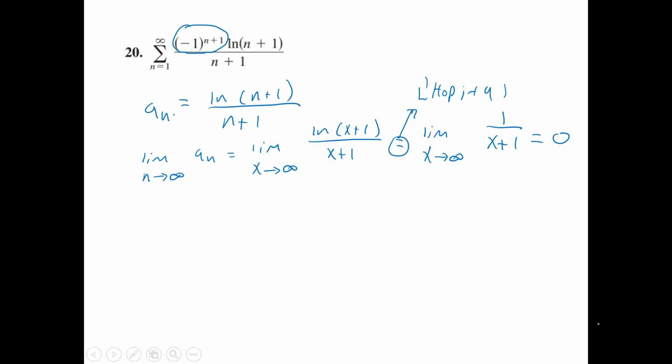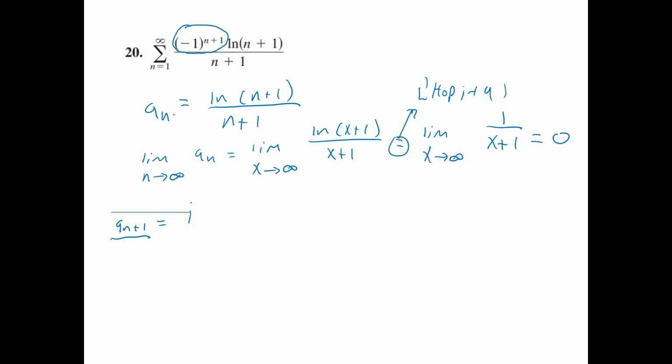Okay, so we need to show that it is decreasing. And so then what we're going to do in this case, you could use the derivative and show that the derivative is negative. But what we could also do is actually use the ratio test, right? Compare a sub n plus 1 to a sub n. A sub n plus 1 is just go and put in n plus 1 in for your n.